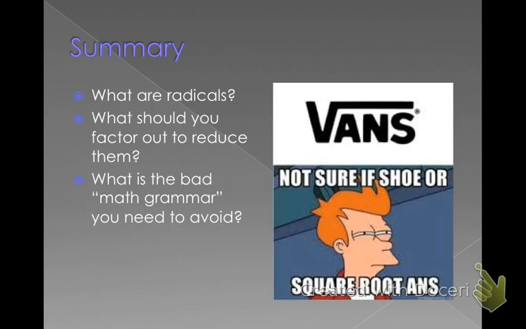You should jot down in your summary, briefly describe what a radical is, what we're trying to factor out to reduce the radicals, and what it is that we're looking for that I called bad math grammar.